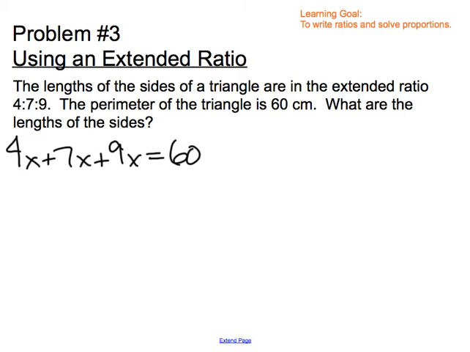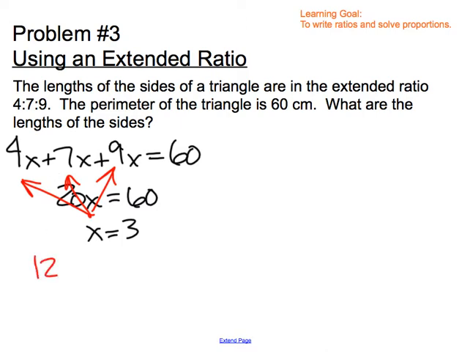Combining like terms on the left-hand side of this equation, we get 20x equals 60. Divide both sides of this equation by 20, we get x equals 3. So once we know what x is, we take x and we plug it into the 3 parts, and that'll give us the length of the sides. So in this case, we have 3 times 4, which gives us 12, 3 times 7, which is 21, and 3 times 9, which is 27.